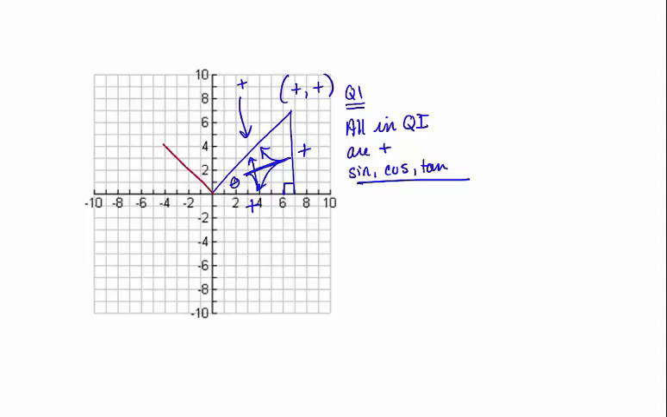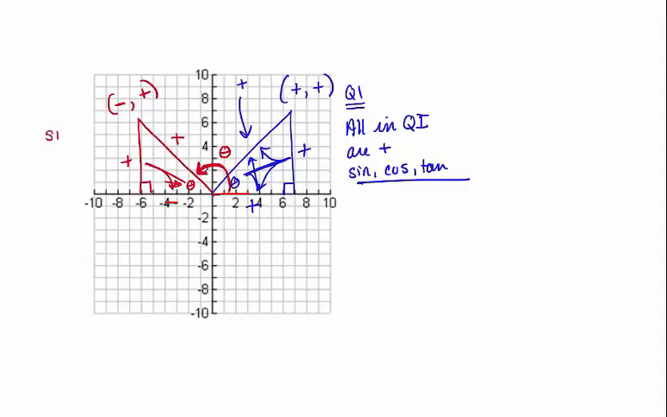In quadrant 2, we notice that we have negative x values and positive y values, which means if we're looking at theta in this quadrant, and remember, this is going to be our reference angle. Even though theta goes from the positive x-axis to the terminal side, we use this acute angle in order to get our trig ratios. The opposite side is positive, the adjacent side is negative, and the hypotenuse is always positive.